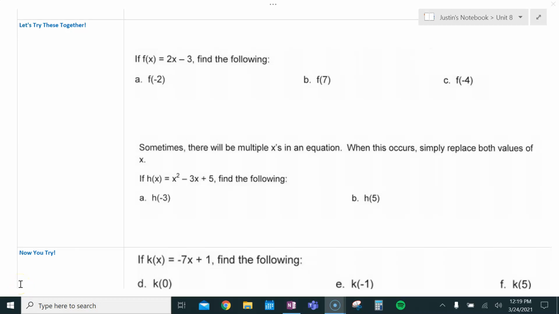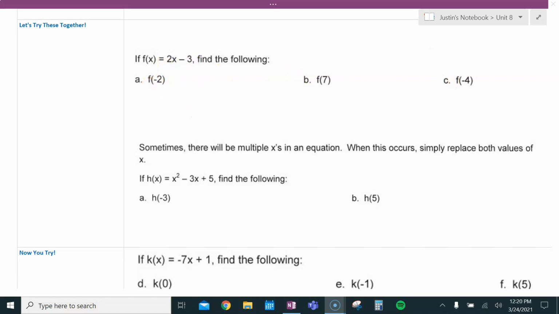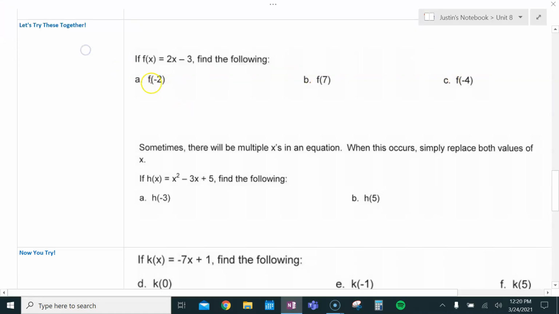Alright, so after understanding what function notation is, after looking at the lesson right above this section, what we're going to do now is we are going to evaluate the function by plugging in the x value for each of these examples into the function above. So starting off here with the letter A, we're going to find the value of f of negative 2. So x in this case is negative 2.